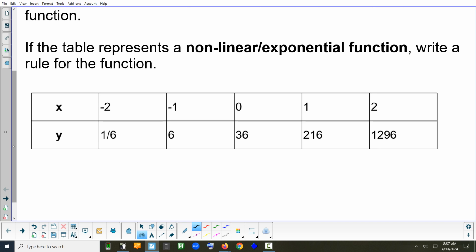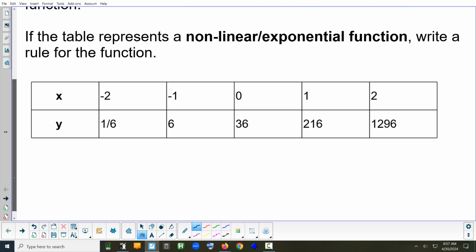Yep. And then how do you get the b value? You see what the relation of each number is. You see the multiple of each number. Right, you got to see what you multiply by each time to get from one number to the next. In this equation it would be 6. Yep, in that equation it would be 6.